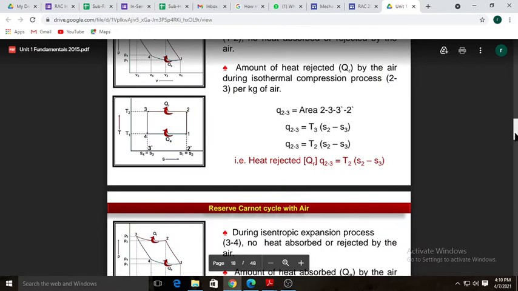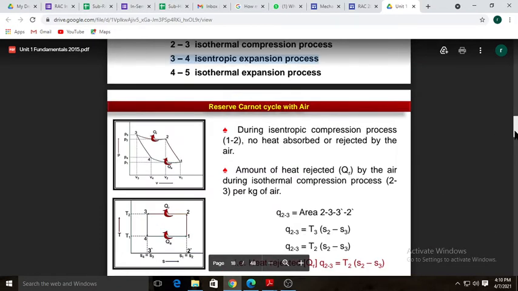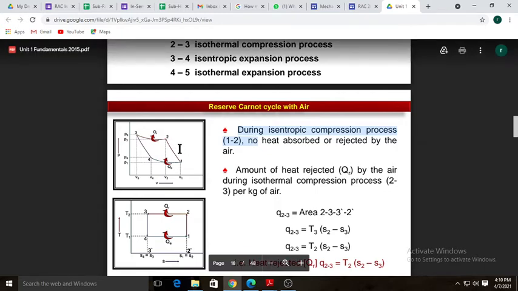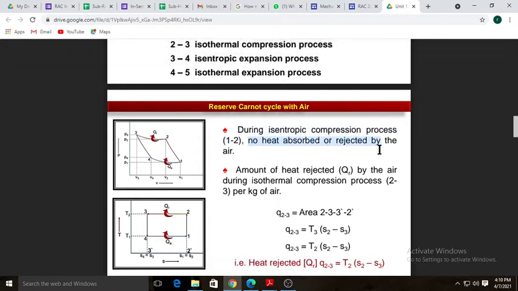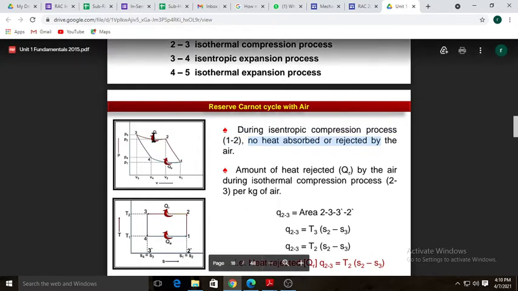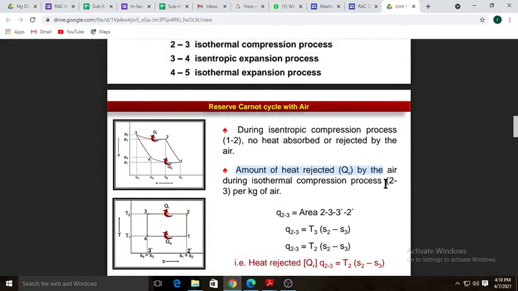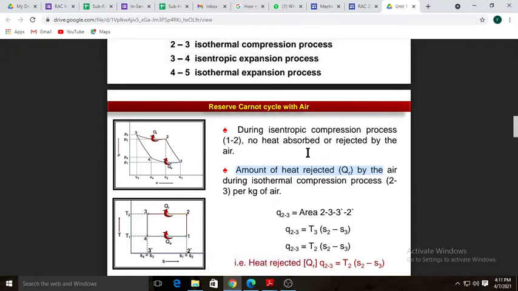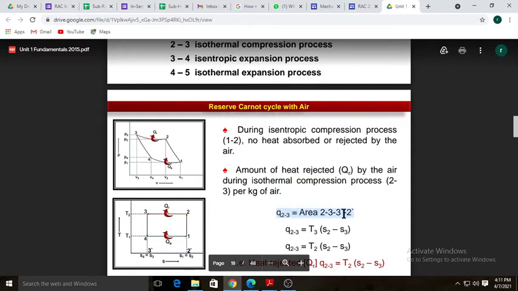So students, here you can see that in this reverse Carnot cycle during the isentropic compression process 1 to 2 no heat is absorbed or rejected by the air, but along process 2 to 3 heat is rejected by the air by the isothermal compression process.